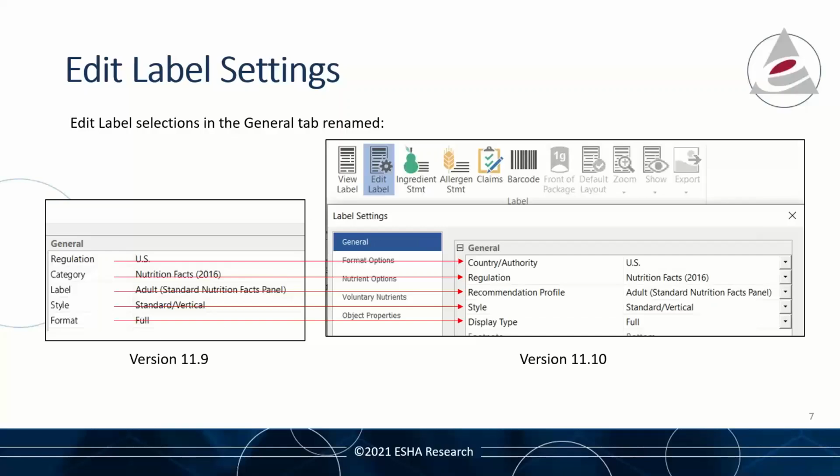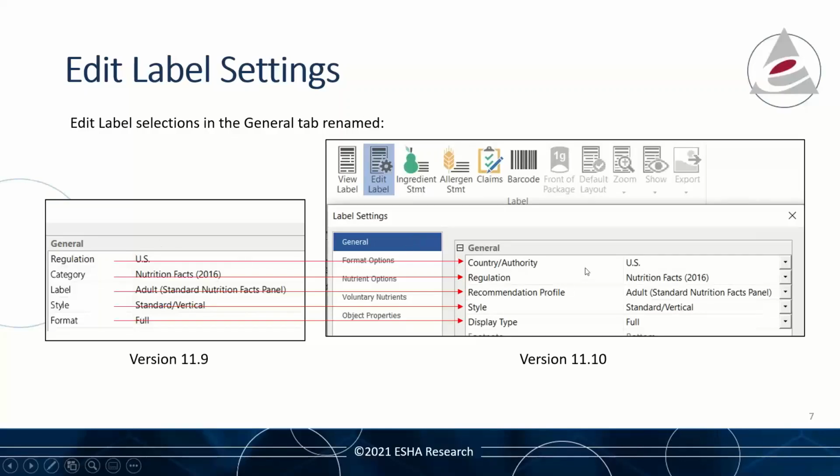So when working with Genesis 11.10 and with the edit label settings in Genesis, you can choose the country regulations, the styles, and other options. In version 11.10, some of the edit label settings in the General tab were renamed. So you can see the comparison here between version 11.9 and version 11.10. This appears in all the modules, not just Canadian settings, but all the label modules in the Edit Label settings.